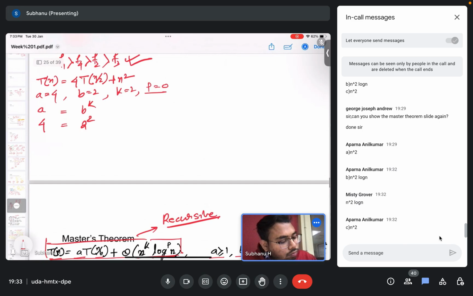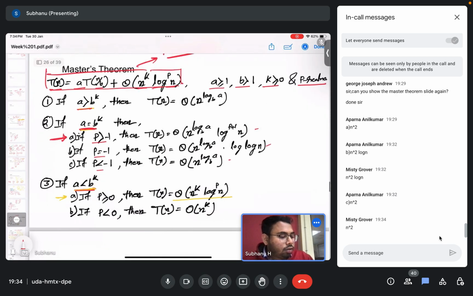So a is equal to b to the power k, and p is equal to 0, that is greater than -1. So according to condition number 2a, we came into this one, 2a. So what will be our time complexity?